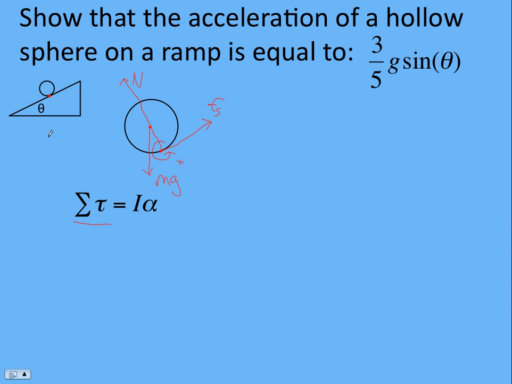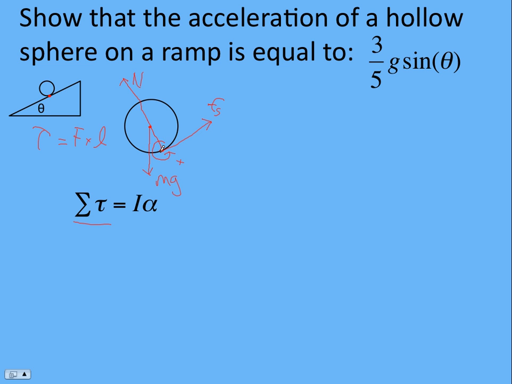Well, torque is the force times the lever arm. And the lever arm is the distance from where the force is applied to the rotation axis. So let's take a look at the normal force. And so the normal force is applied here, and that's the rotation axis, so no torque from the normal force. How about friction? Friction is applied here, and that's the rotation axis, no torque from friction about the contact point.